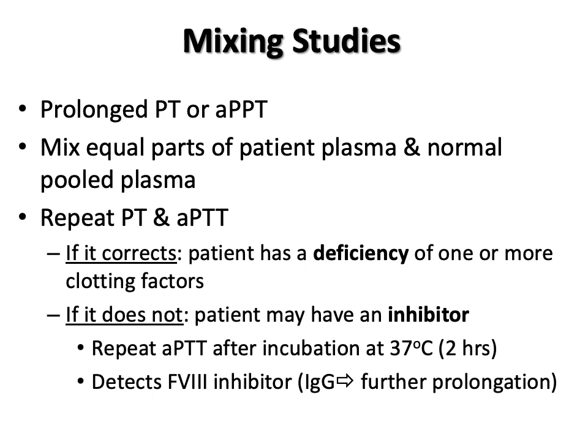If the PT or APTT is corrected, the patient likely has a deficiency of one or more clotting factors, and the next step is to perform single factor assays to identify the specific factor or factors that are deficient. However, if the PT or APTT is not corrected, the patient may have an inhibitor. The mixed sample is then incubated at 37 degrees for 2 hours and the test repeated. If the results following incubation are even further prolonged, the likely culprit is a factor VIII inhibitor. This is because factor VIII inhibitor is an IgG antibody.